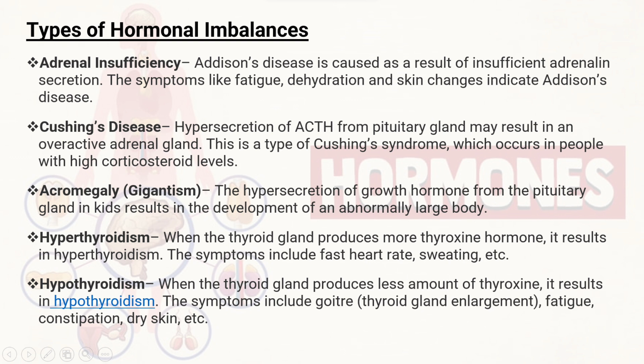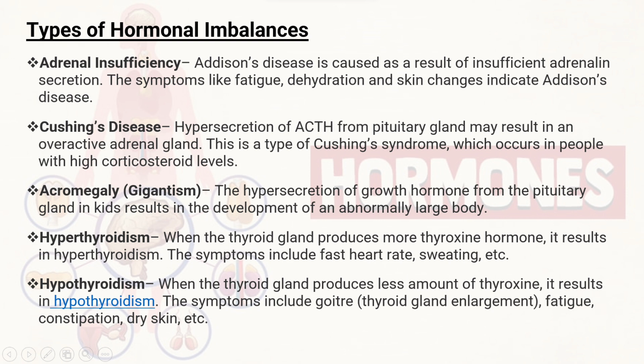The hypersecretion of growth hormone from the pituitary gland in kids results in the development of an abnormally large body. 4. Hyperthyroidism. When the thyroid gland produces more thyroxine hormone, it results in hyperthyroidism. The symptoms include fast heart rate, sweating, etc.